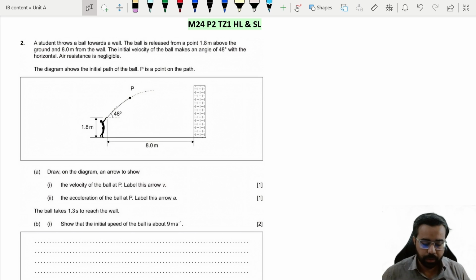This question is about projectile motion taken from IB M24 paper 2 time zone 1. Okay, so let's read the question.